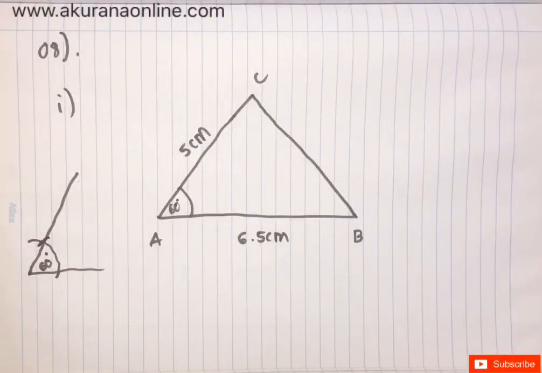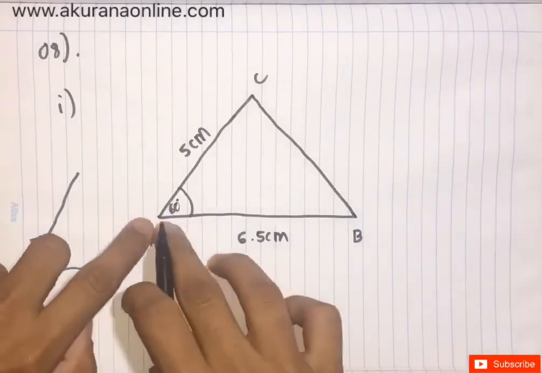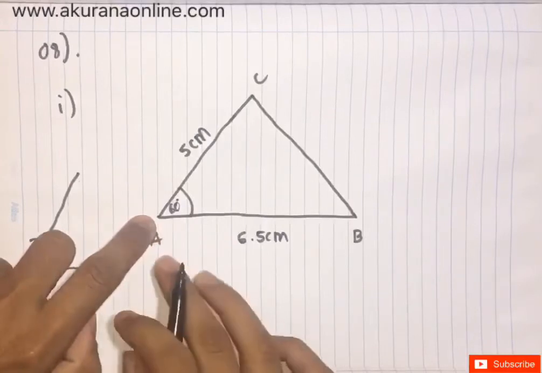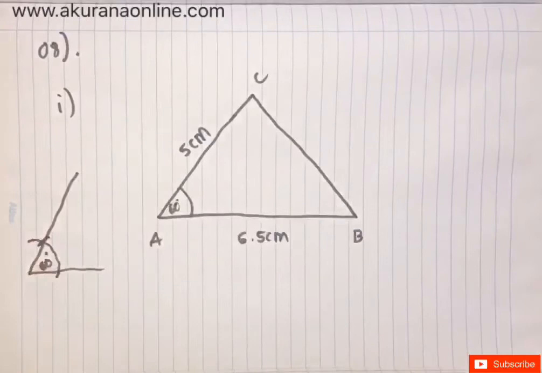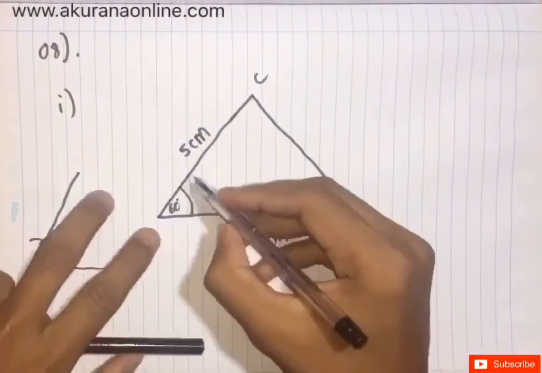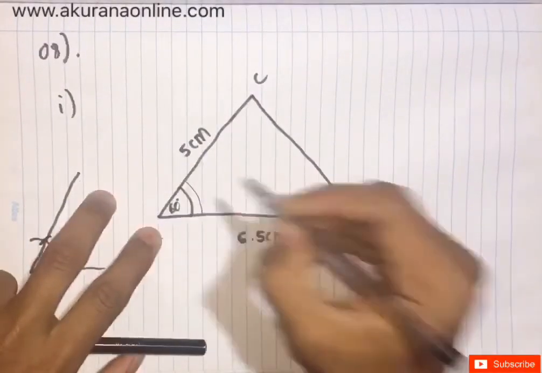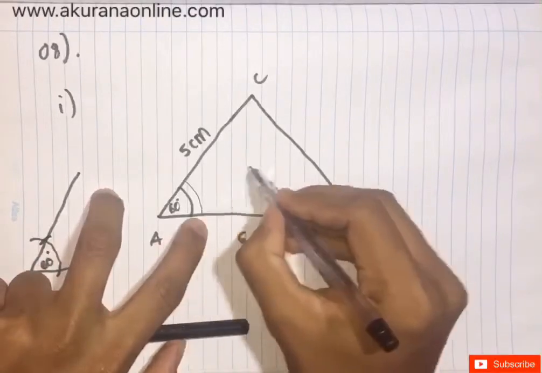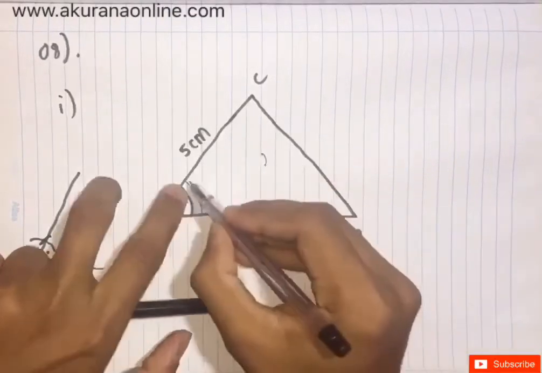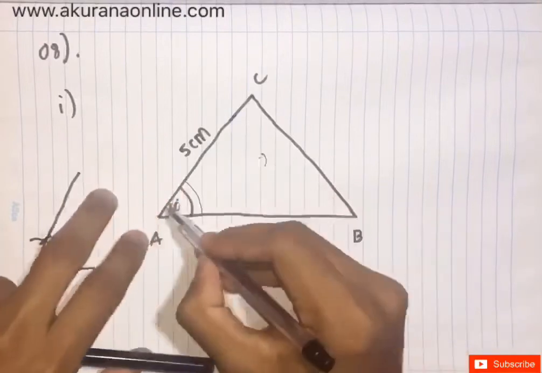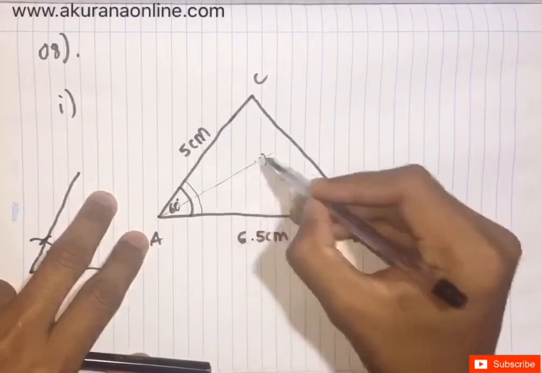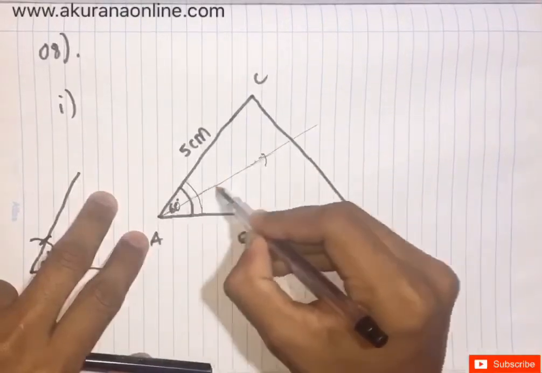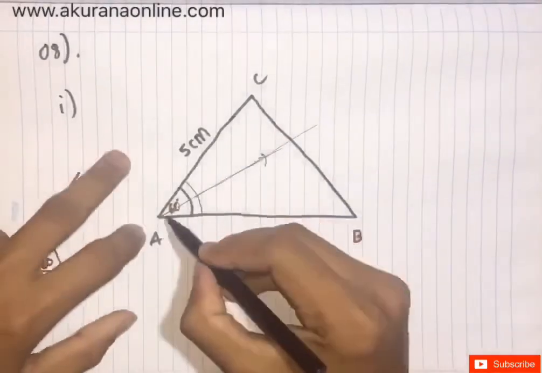Now you have to construct the angle bisectors of BAC. How do you have to bisect this angle? Now what you can do is you can keep the compass here and make an arc this way. Now keep the compass here, make an arc somewhere here, and then keep the compass here, make an arc here. That will bisect this angle. So here is the bisector. Okay, this is the bisector.